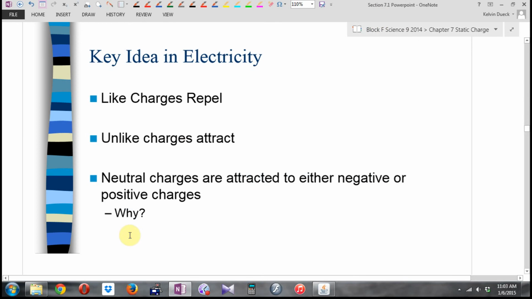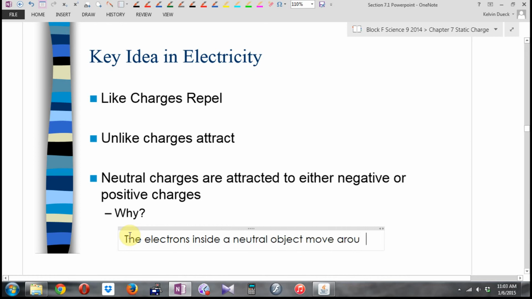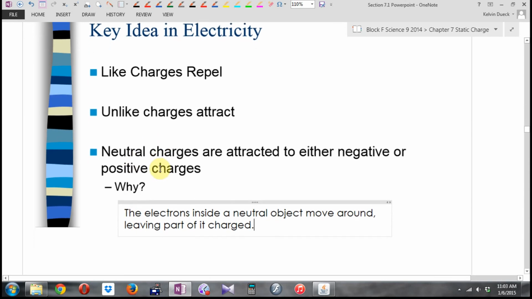Why? The electrons inside a neutral object move around, leaving part of it charged. So if you bring a positively charged object towards something that's neutral, they'll be attracted. If you bring a negatively charged object towards something that's neutral, they'll be attracted.